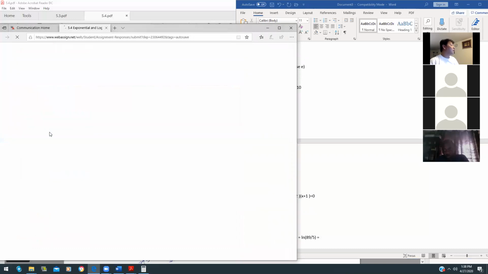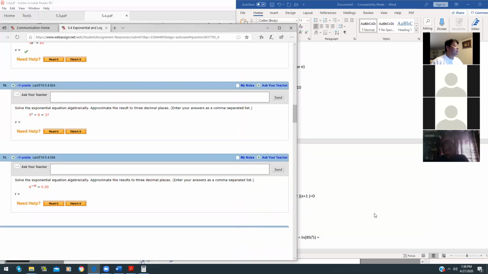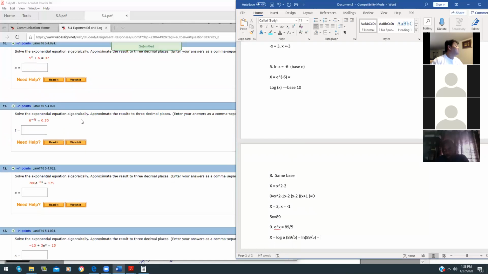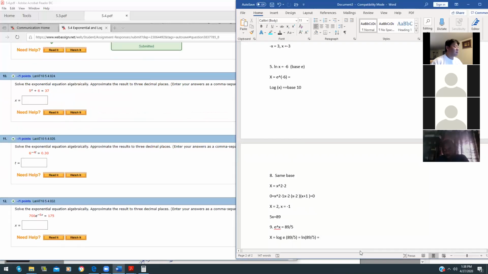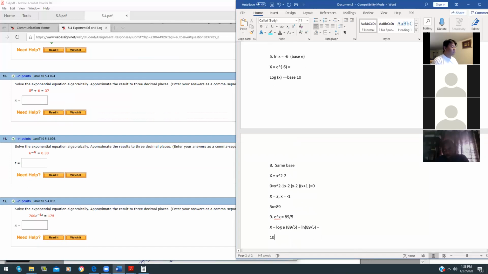Okay. Then how do you do a question like number 10? How do you do question number 10? Same thing. How do you solve 5x plus 6 equals 37 first? Does anyone know how to solve 5x plus 6 equals 37? What do you do first? This is easy. You should know how to do this question. Subtract 6, and then what do you do? Divide by 5.